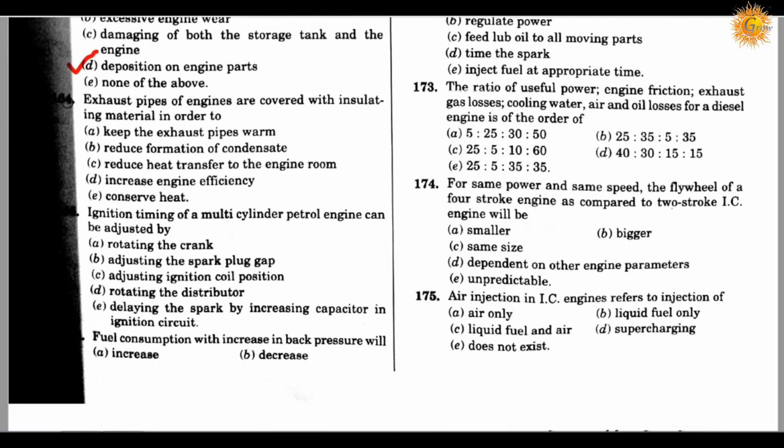Question number 164. Exhaust pipes of engines are covered with insulating material in order to: option A keep the exhaust pipe warm, option B reduce formation of condensate, option C reduce heat transfer to the engine room, option D increase engine efficiency, option E conserve heat. So the correct answer is C, reduce heat transfer to the engine room.